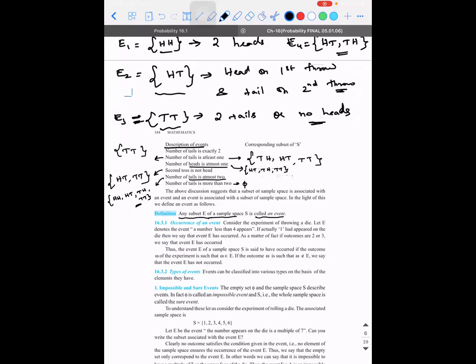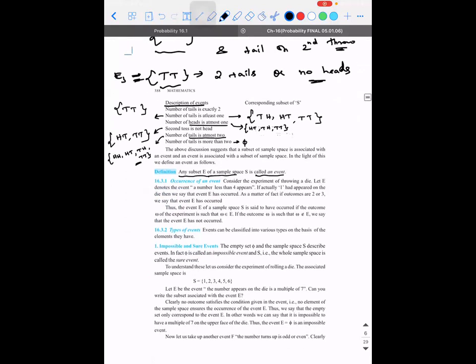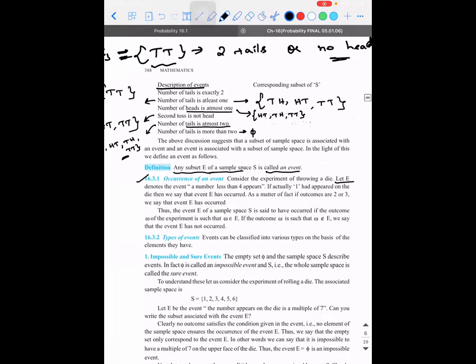All right? Yes, sir. So here we can talk about the occurrence of an event or non-occurrence of an event. Let's see what it means. So consider the experiment of throwing a die. Let E denote the event a number less than 4 appears. If 1 had appeared on the die, then we say that the event E has occurred. Similarly, if 2 or 3 has occurred also, we can say that the event has occurred.